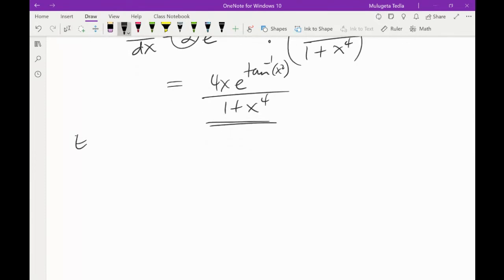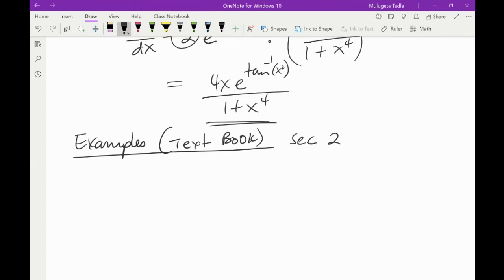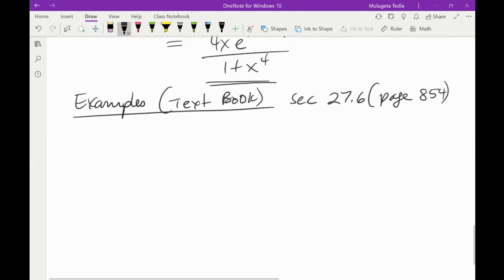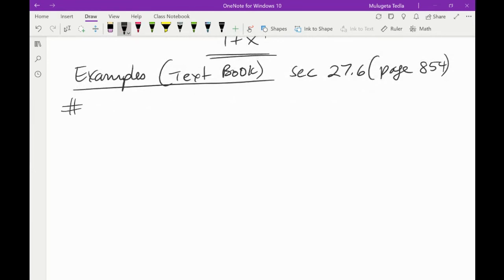And then I will take examples from the textbook. This is section 27.6, page 854. So I'm going to take some examples. You can stop me if you're not following. Number 4, what is the derivative? The instruction is to find the derivative.